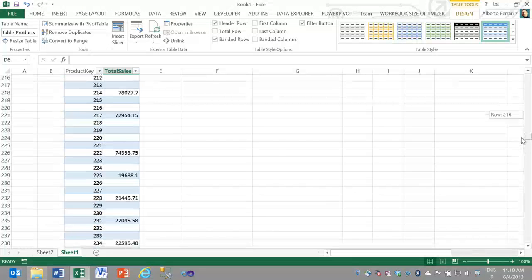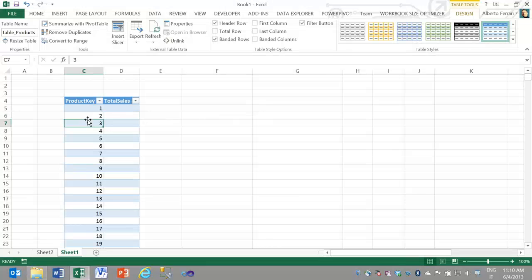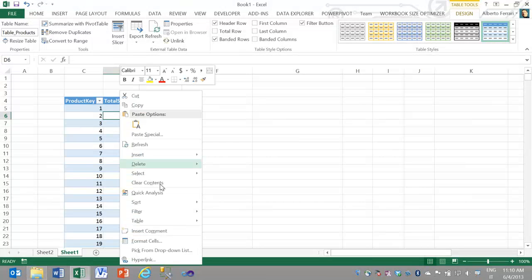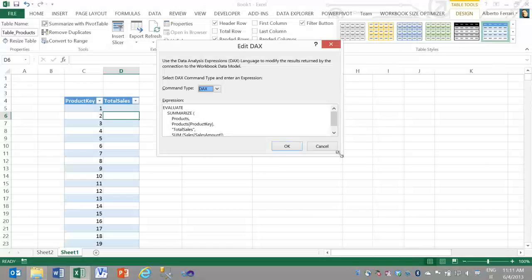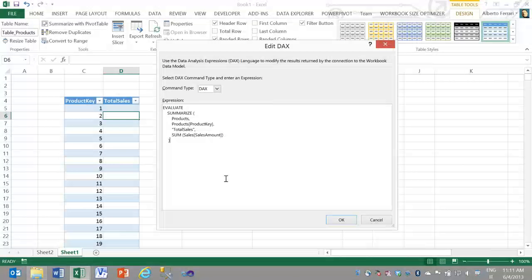We have some column here and some value. And we have the product key, which is the number we will need to use. The table is not correctly sorted, so we go again to Table, Edit DAX, and we sort it correctly. And we say, okay, we want order by sales, descending.